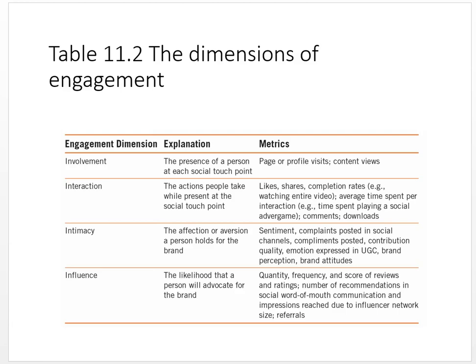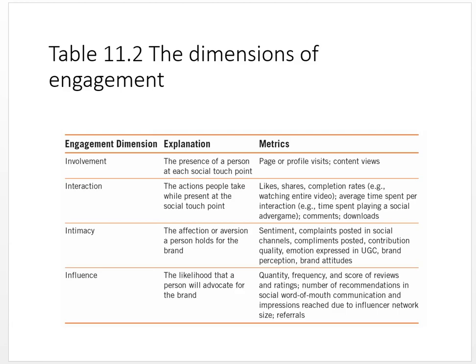Influence, I'll get back to intimacy in a second. Influence, so the quantity, frequency, scores of reviews, ratings, right? These are really important, also linked to later topics as well. We can start to see the impressions that our network is having, our referrals. The intimacy, this is where we have the sentiment component, the compliments posted, user-generated content, people's brand attitudes, their emotions, how they think and feel about the brand, right? So these are really important to track all the time.